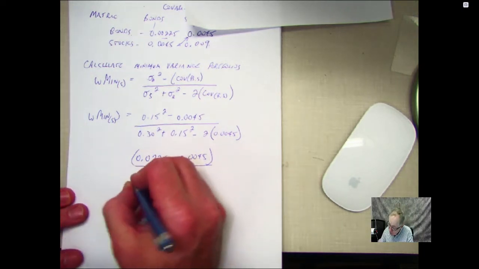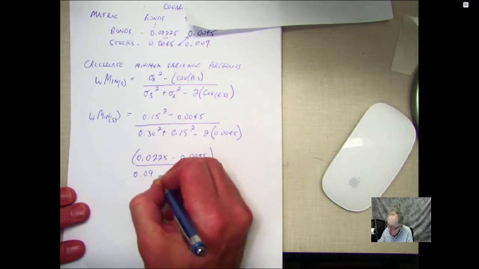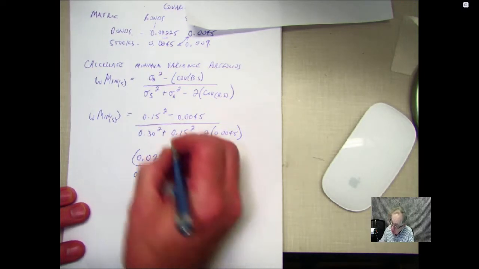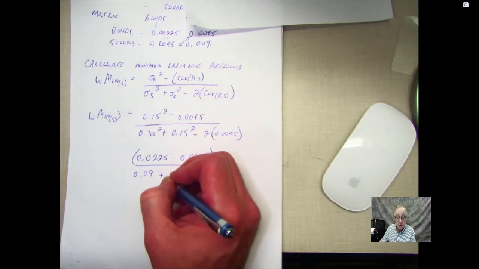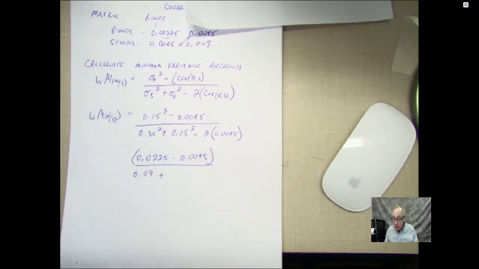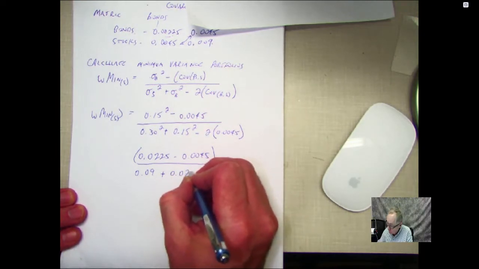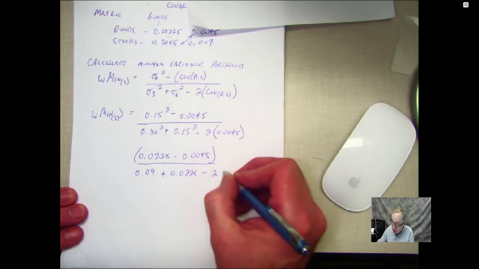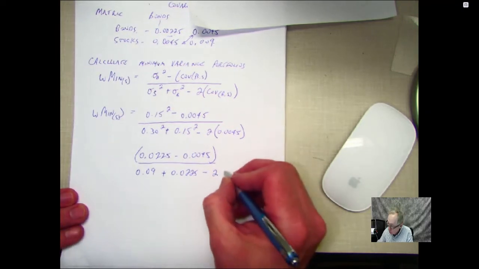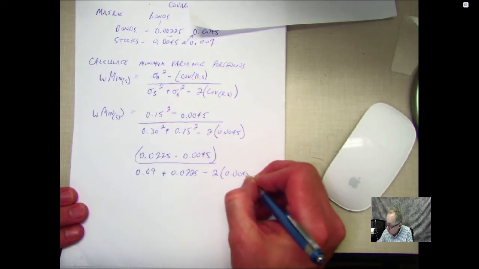zero point zero zero nine, and plus variance for bonds, 0.0225, then minus 2 times the covariance on stocks and bonds, so 2 times 0.0045.